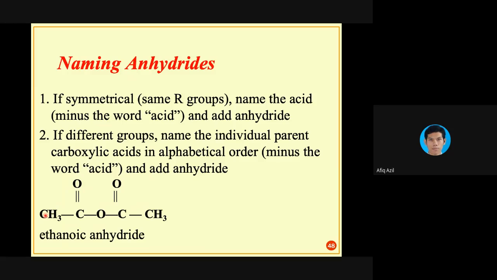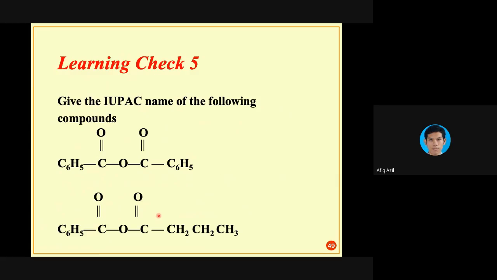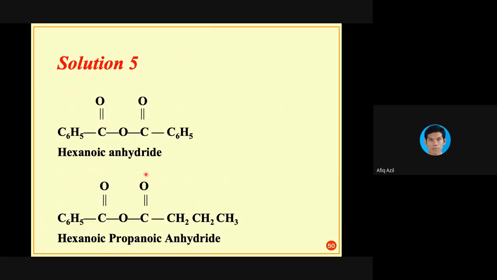This is the example for number 1, in which it is symmetrical. You have 2 carbon on this side, 2 carbon on this side. So the first example over here is symmetrical. Both sides are having the same number of carbon, so it will be known as hexanoic anhydride, C6. All of them are having the same number of carbon.